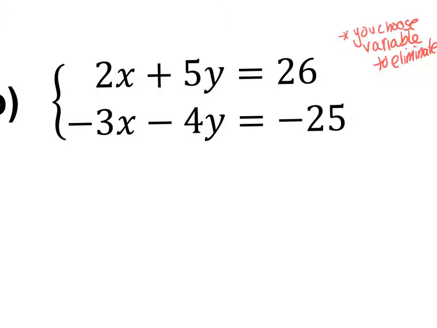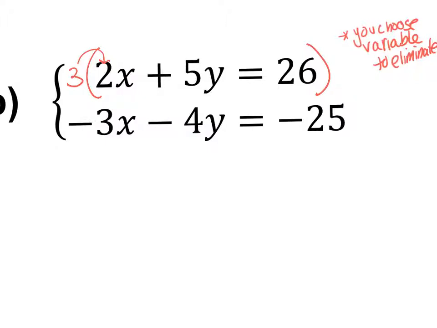I always look at the first term, so I look at x. How can I get 2x and negative 3x to be opposite numbers, to be the same value? Well, I can make this positive 6 and this negative 6 very easily because their least common multiple is 6. How do I make this positive 6? I would have to multiply by 3. But whatever you do, you have to do it to the entire equation. So I'm going to multiply the first one by positive 3. If I multiply the first by positive 3, the x would become 6x.